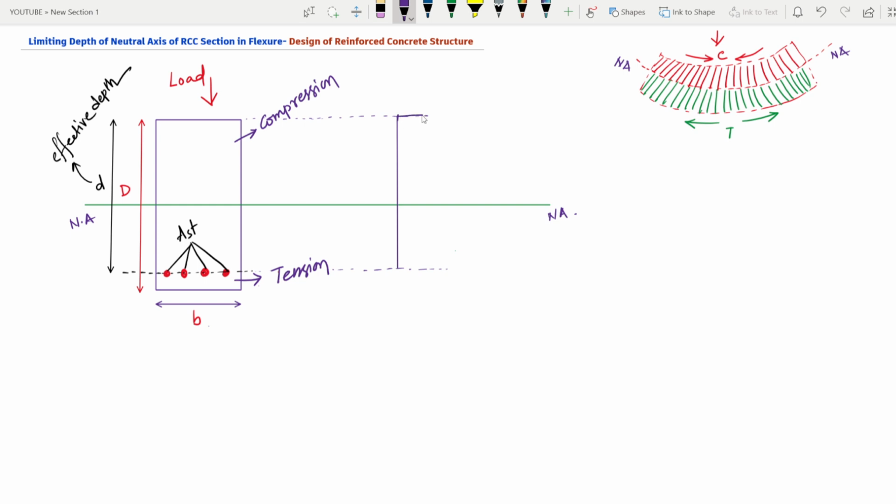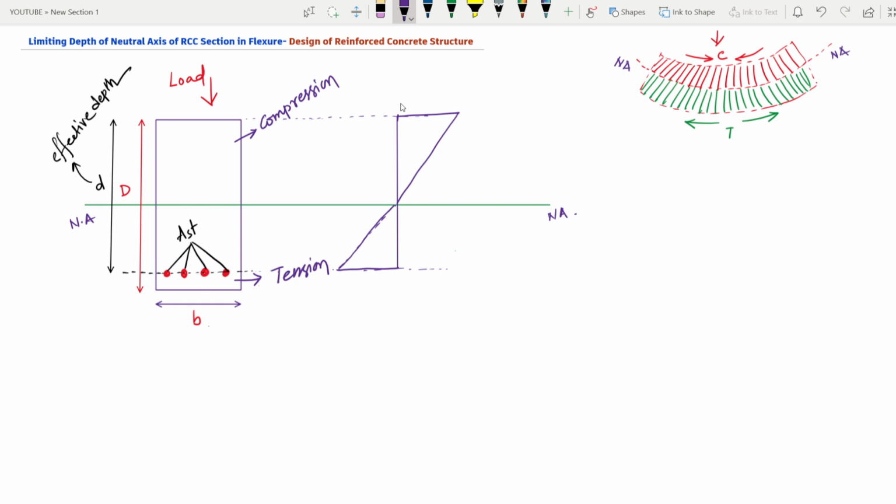Okay, so this will be compression, it will be the tensile strain. Fine, so this is my strain diagram. So this is my tensile strain area and this is my compressive strain.